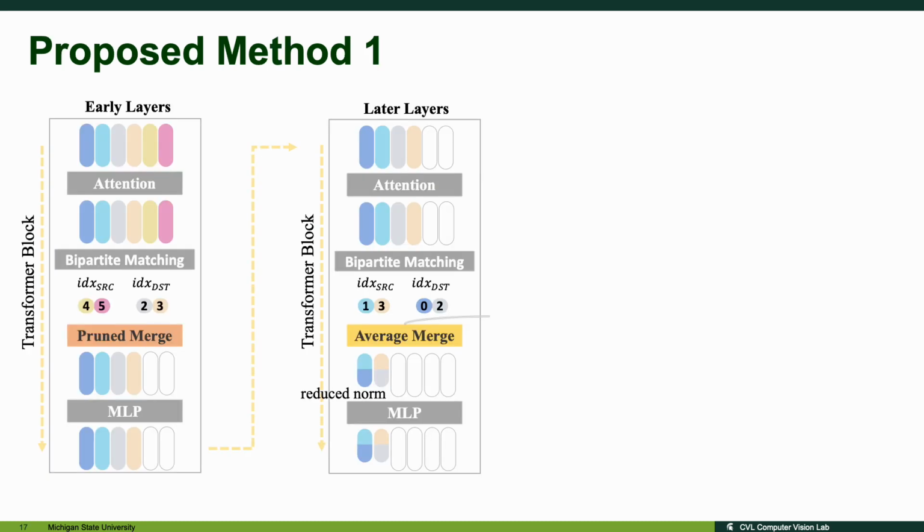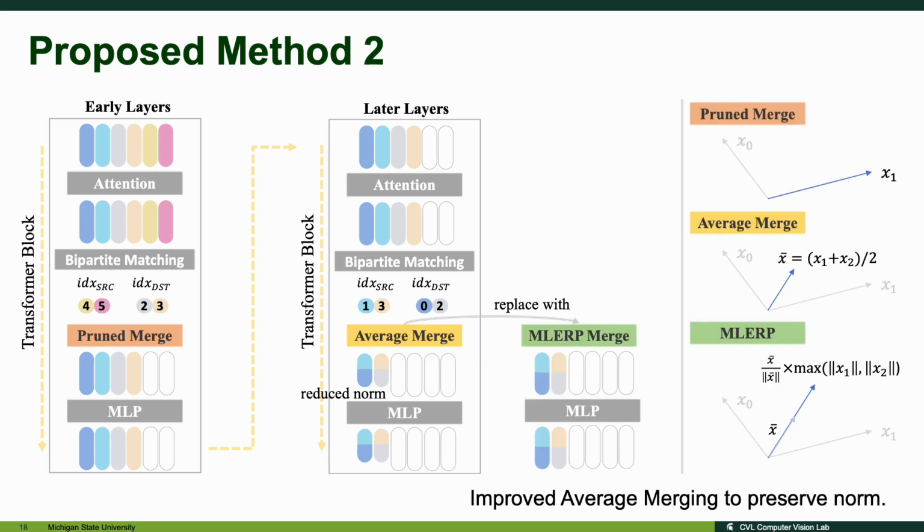The final algorithm we propose is a combination approach. We employ pruning in the early layers of the vision transformer and switch to average merging in the latter layers. Additionally, we substitute the average merging operation with a norm-adjusted average merging, so-called MLERP operation. This change addresses the issue of diminishing feature norm that often occurs when average merging is performed.